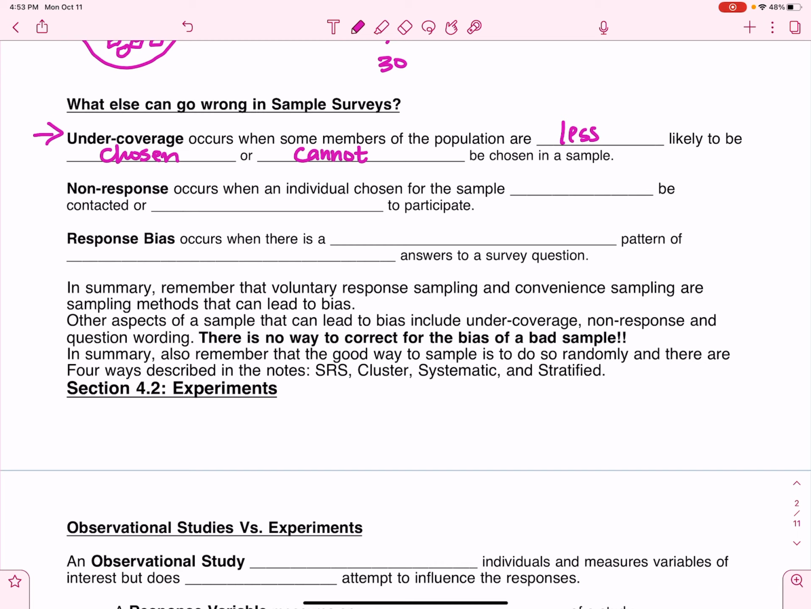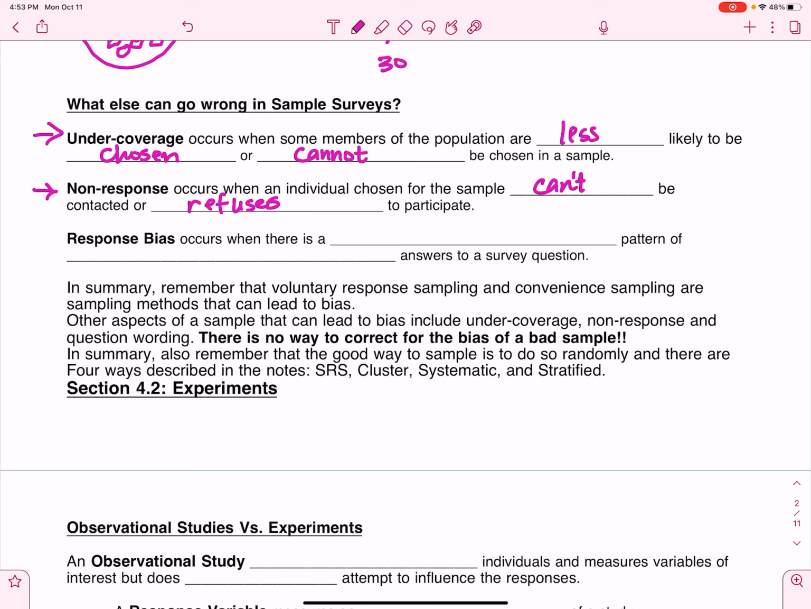All right. Another thing that can go bad in your sample surveys is non-response. Non-response just happens when you have individuals chosen for the sample that can't be contacted or they refuse to participate. Okay, so when an individual chosen for the sample can't be contacted or refuses to participate.